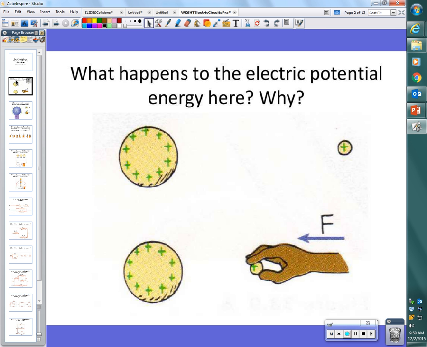Alright, for starters, let's go with this question right here. What happens to electric potential energy in this situation and why? Discuss with the person next to you. Go.